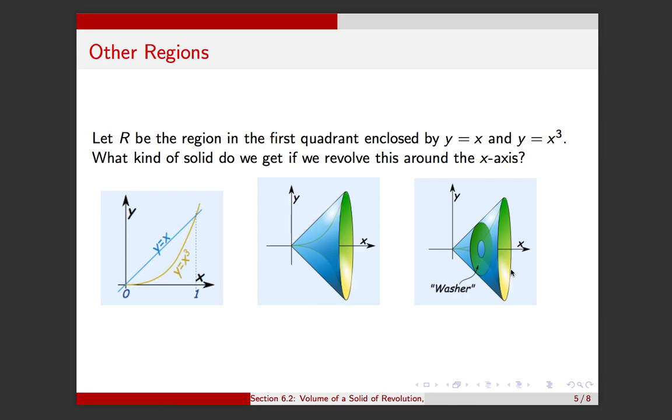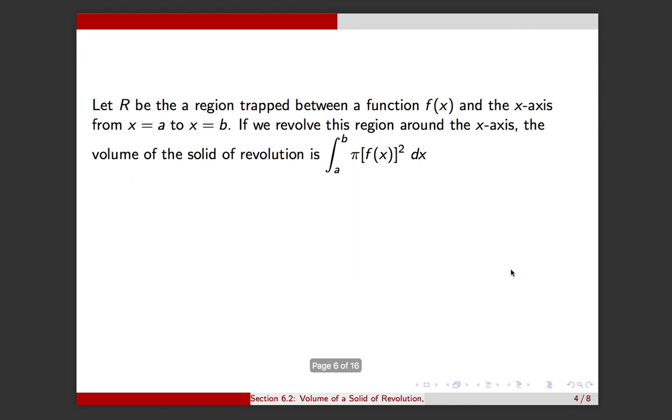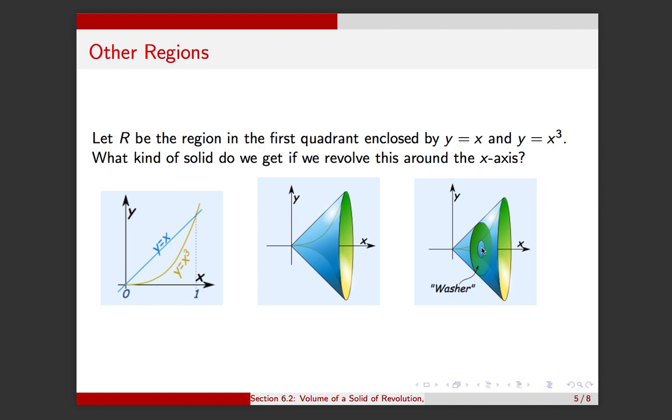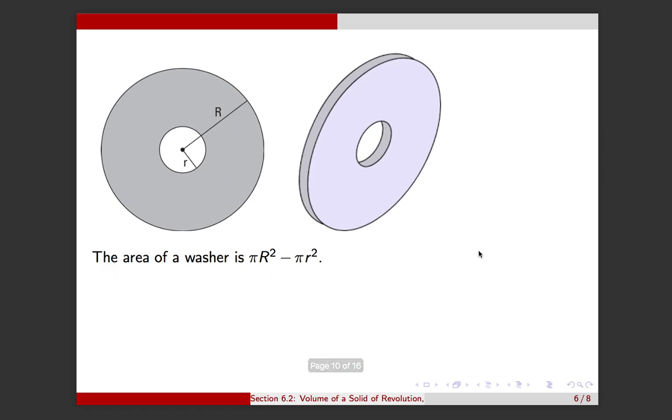So sometimes when you do these revolving things, you don't get disks. Sometimes you get disks with holes in the middle, right? There's a little chunk taken out of this disk. So now we have to think about what the area of a washer is. So here's a washer.